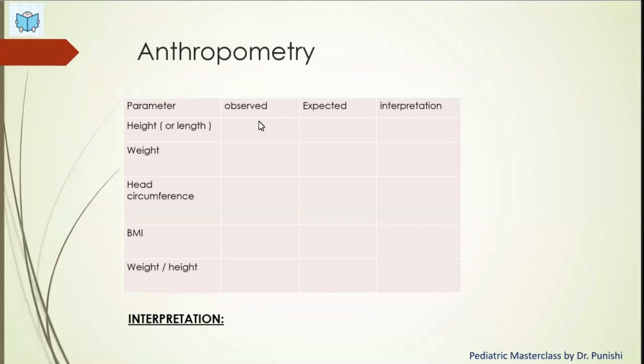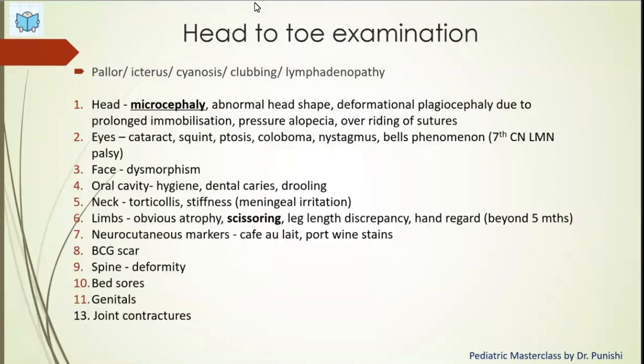You add that length to the upper body length, and that's going to be the length of the patient. So it's a little tricky sometimes to measure length in these patients, especially if they have contractures, but you need to take something called segmental length. That's something important to remember. Now, next in the head-to-toe examination. First you talk about pallor, icterus, cyanosis, clubbing, edema, lymphadenopathy, like any other case.